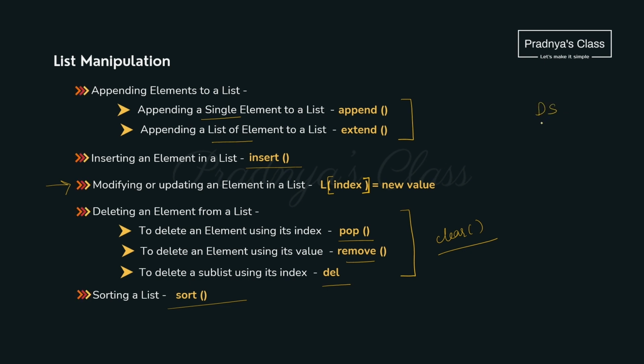Generally, on any data structure, we perform these operations. We add the element, we delete the element. We can modify or edit the element. Other than that, we generally search and sort the elements of the data structure.